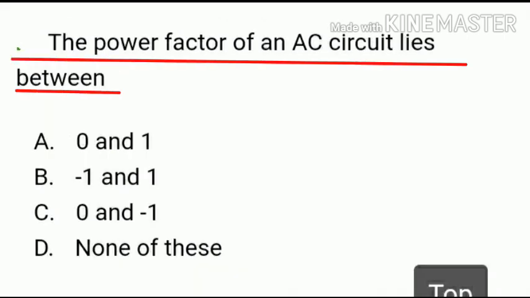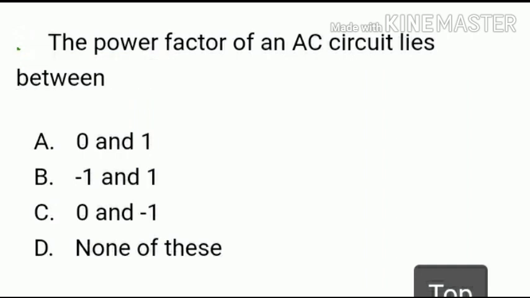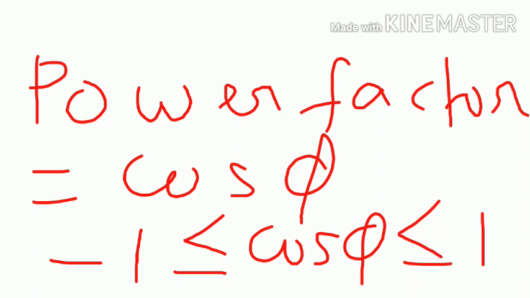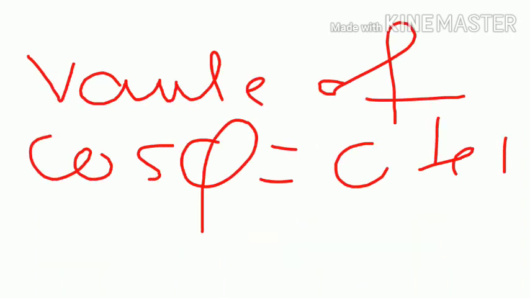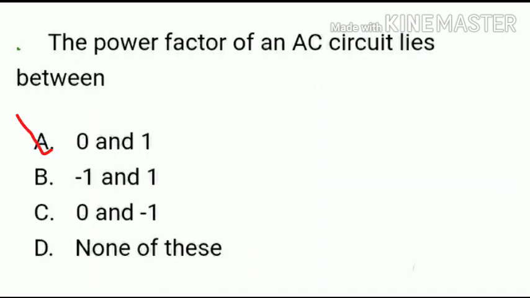The next question is: the power factor of an AC circuit lies between. We know first what the power factor is. The power factor is the true power divided by the apparent power. We know the formula: power equals VI cos phi, so the power factor equals cos phi. We know that the value of cos phi lies between minus 1 to 1, so the value of the power factor lies between 0 to 1. Here option A is the right answer.